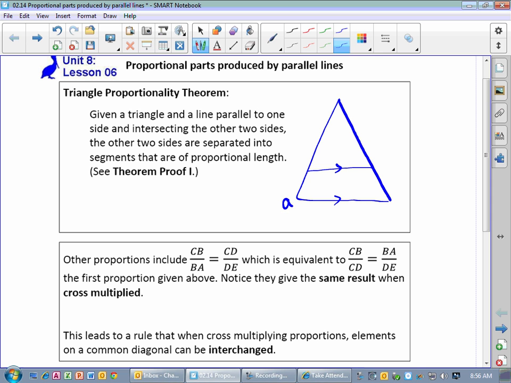If we label this, I'll use points, so I'll use capital letters. Capital A, B, C, D, and E. Then these diagonals are cut into proportional lengths, which means the ratio of CB to CD will equal the ratio of BA to DE, which will also equal the ratio of CA to CE.